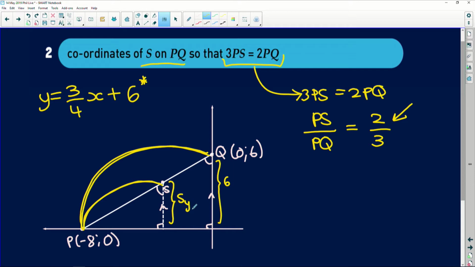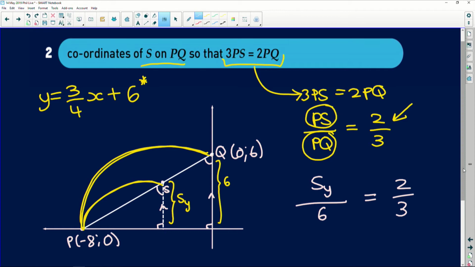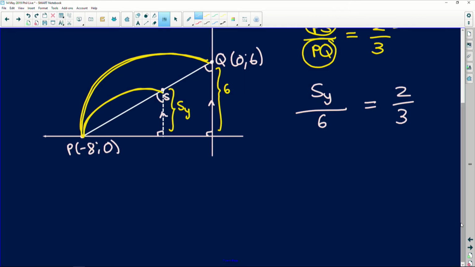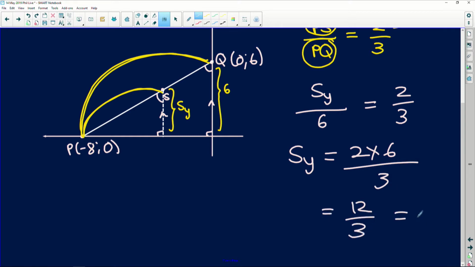If I take short side over long side, which I did here, this was the short side and that's the long side, I get 2/3. So the short side here would be given as SY over the long side, which is that 6 units, is equal to the same ratio because they're all in proportion. So if we solve for that y value of S, we get 2 times 6 all over 3, which gives us 12/3, which equals 4. So that means that y value at S there is 4.